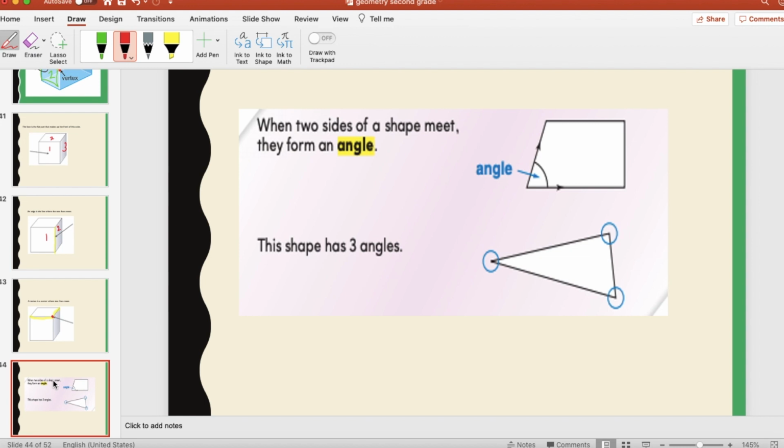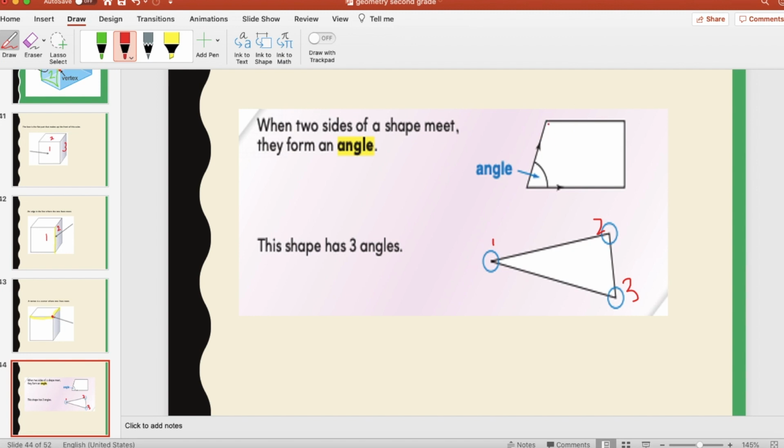Another new word that I talked about in my last video that I'll go over is angle. When two sides of a shape meet, they form an angle. In each shape, the angle can be big or small. That doesn't matter. They all won't be the same size, but where the two lines, the sides of a shape, meet, that's called an angle. As you can see here in the triangle, this has 3 angles. They are circled in blue. We have 1 angle over here, the second angle, and the third over here.